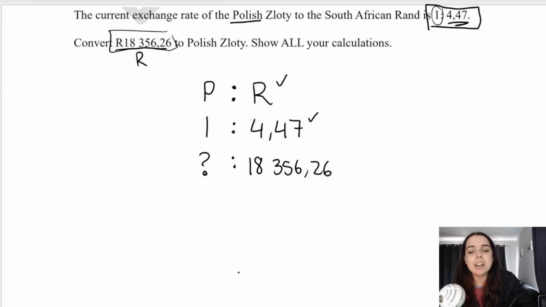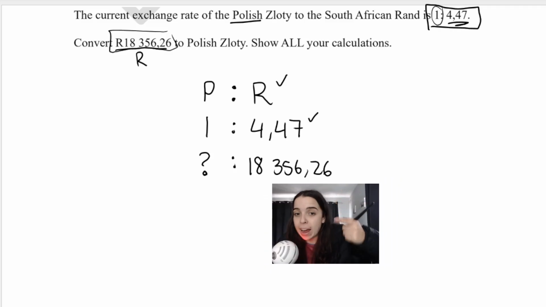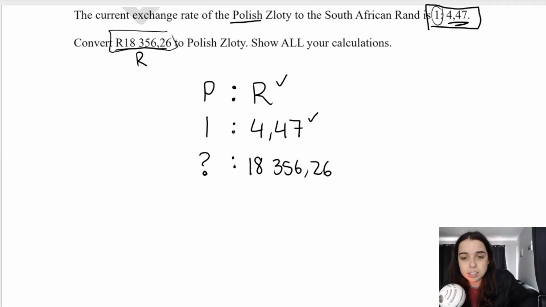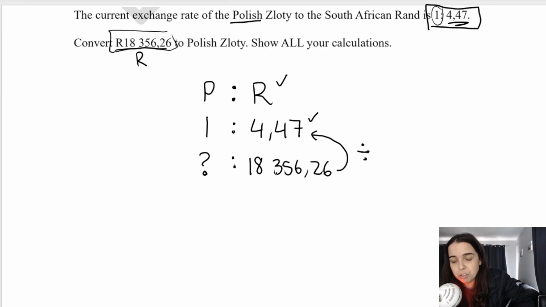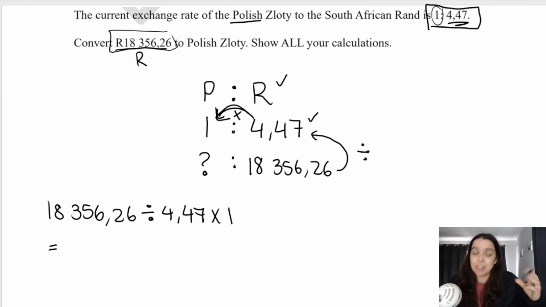Now, how I will always do ratios, always and forever, is I start with the number that I have. I divide on the side. This is the side. I divide on the side, so I say 18,356.26 divided by 4.47. And then I times on the top. So essentially my working out is 18,356.26 divided by 4.47, divide on the side, times on the top, times 1. I put that in my calculator to get the answer.